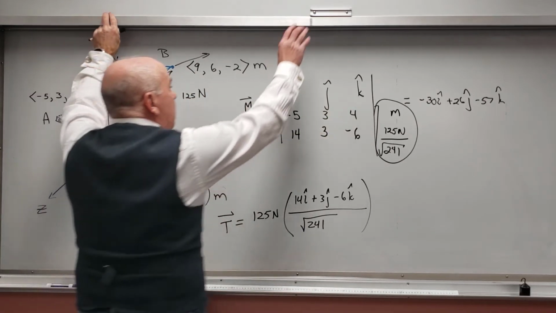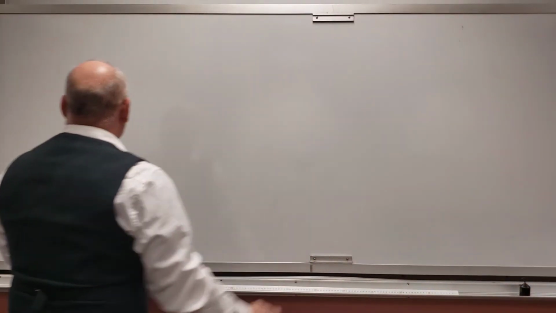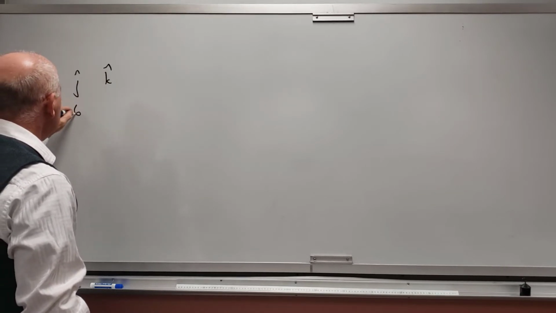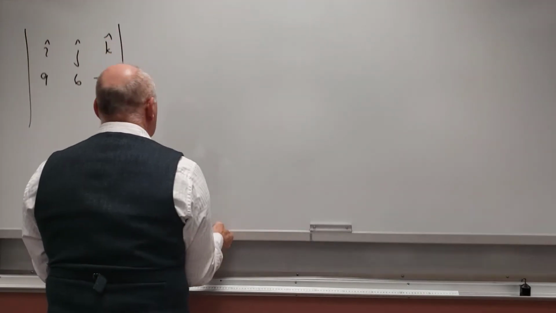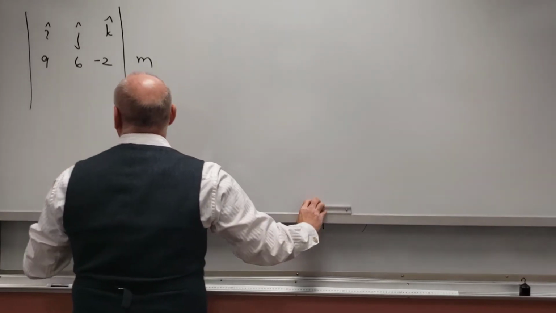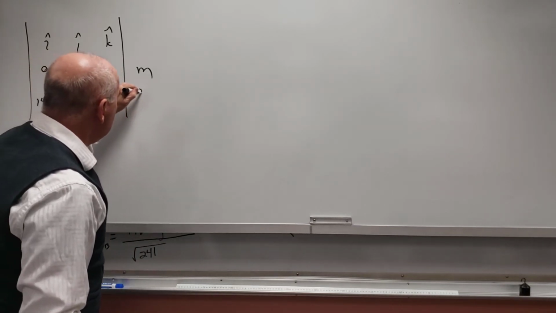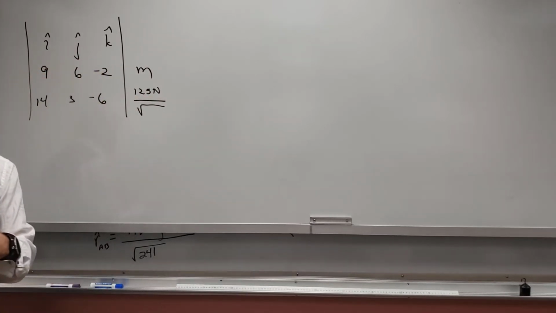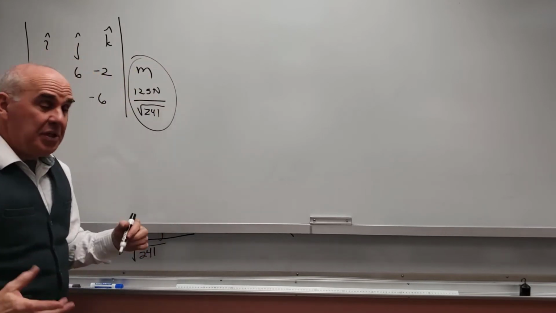All right, so I'm going to pull this down. So I'm going to have 9, 6, negative 2. All right, so it's I, J, K, 9, 6, negative 2. That's still meters. And then I have 14, 3, and negative 6. 14, 3, negative 6. And that's 125 newtons divided by the square root of 241. Okay, so let's try that. And I'm going to kind of ignore this for a while because I really don't need it.